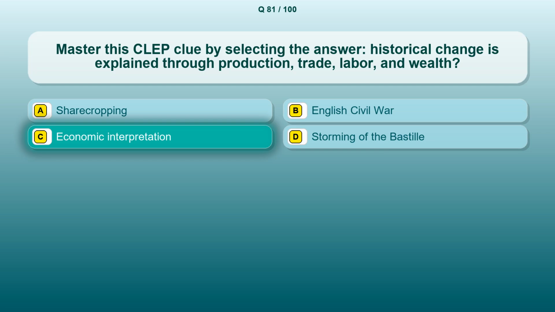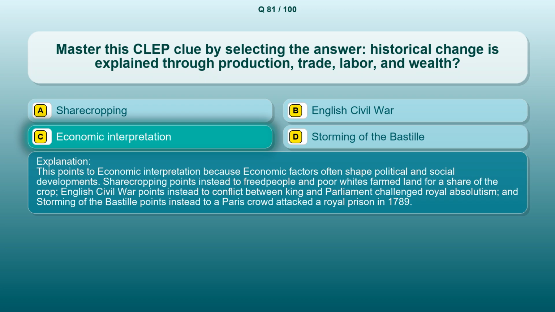The correct answer is option C. Economic interpretation. This points to economic interpretation because economic factors often shape political and social developments. Sharecropping points instead to freed people and poor whites farmed land for a share of the crop. English Civil War points instead to conflict between king and parliament challenged royal absolutism. And storming of the Bastille points instead to a Paris crowd attacked a royal prison in 1789.